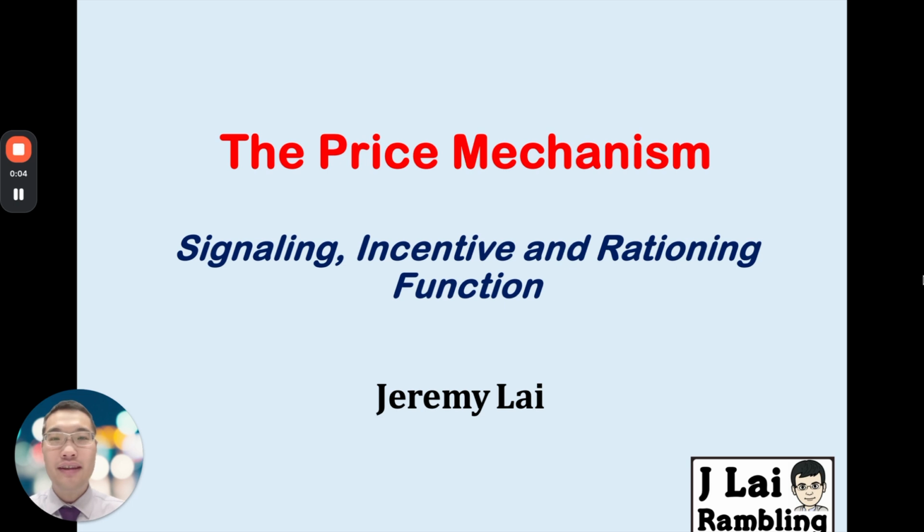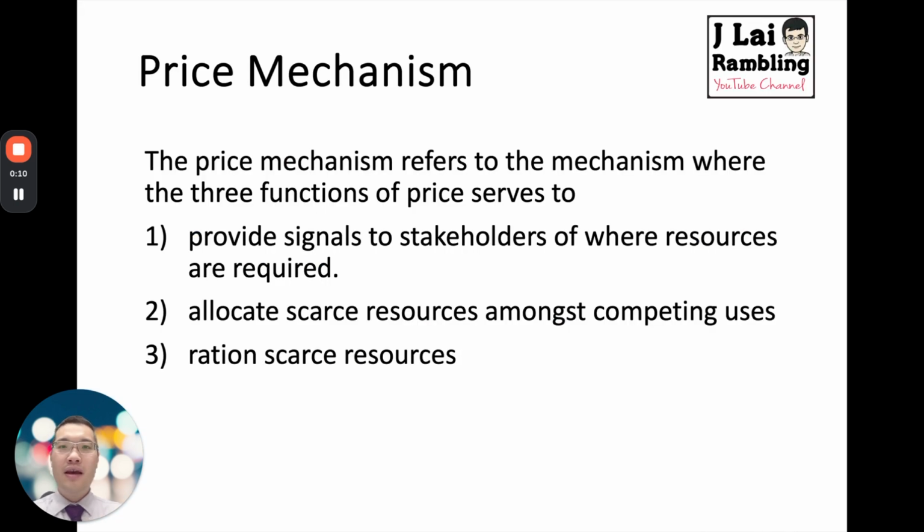Today we're going to look at the price mechanism, the signaling, incentive, and rationing function. So what is the price mechanism? This refers to the mechanism where the three functions of price serve to provide signals to stakeholders of where resources are required, allocate scarce resources amongst competing users, and to ration scarce resources.